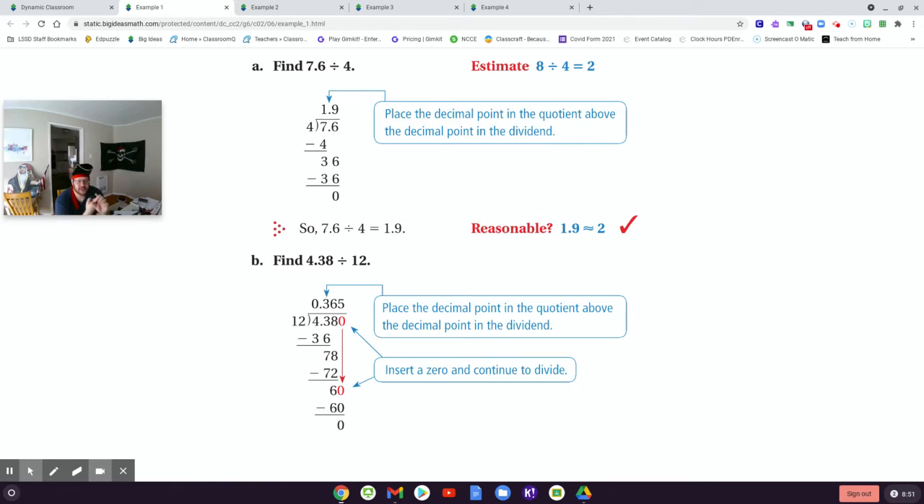And it's either going to, it's called terminate, which means it's going to stop and you'll have an answer, or it's going to repeat. You'll find a pattern that repeats over and over and over again. And once you find that pattern, then you can kind of stop also.